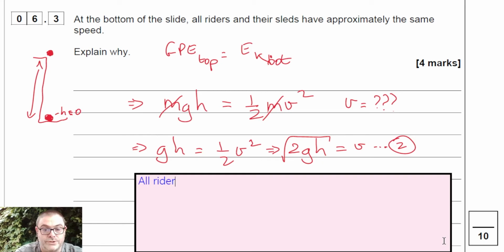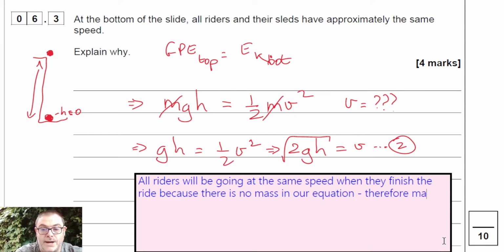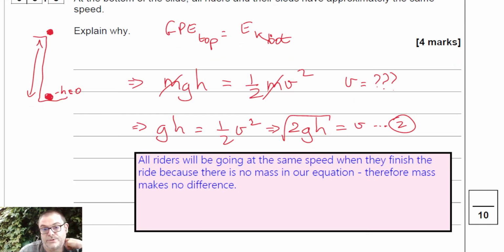All riders will be going at the same speed when they finish the ride, because there is no mass in our equation. Therefore, mass makes no difference. Awesome. Who would have thought, eh? But why is it approximately? Why does it say up in the question that they have approximately the same speed?